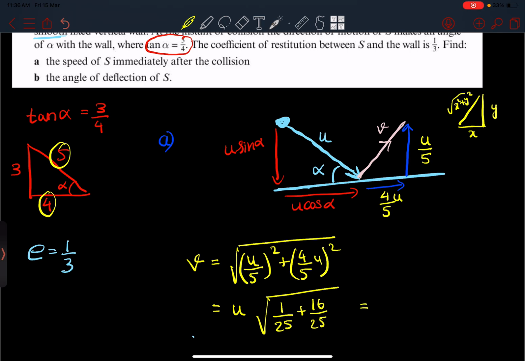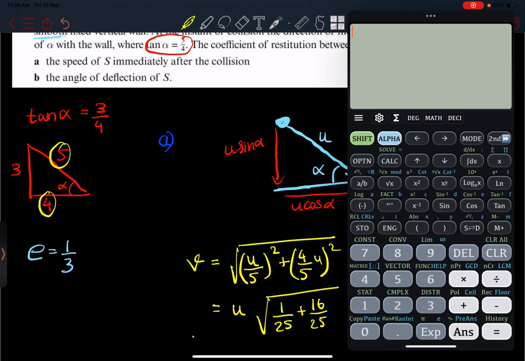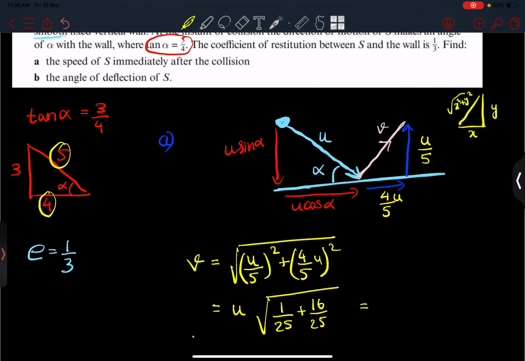So that would be the square root of 17 over 25, which is 0.823. So that is 0.823 times the original velocity. That is the speed immediately after the collision.